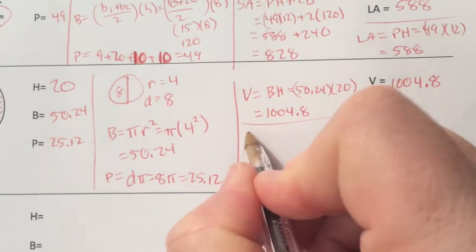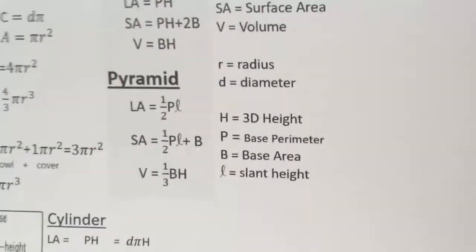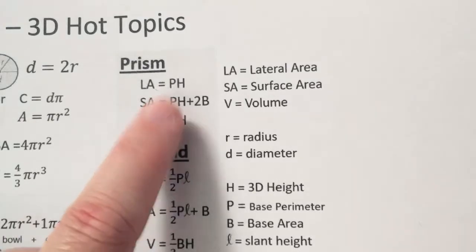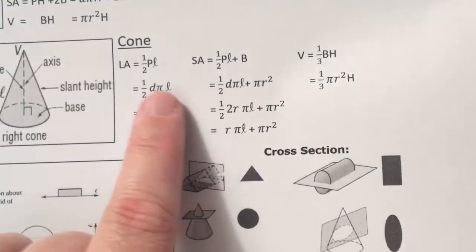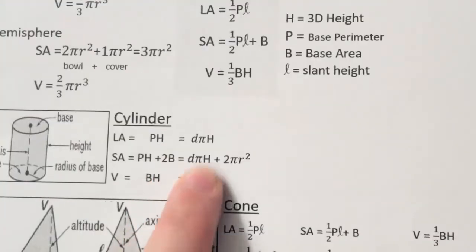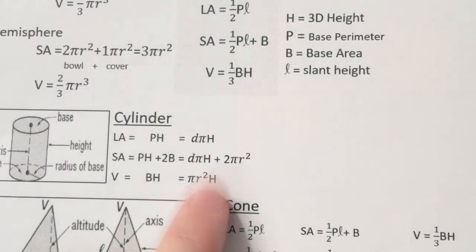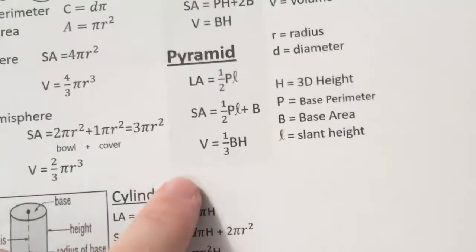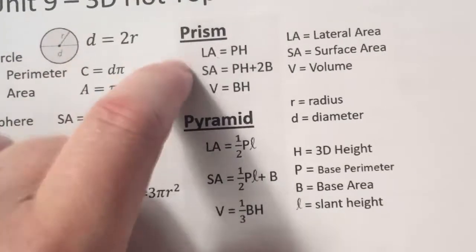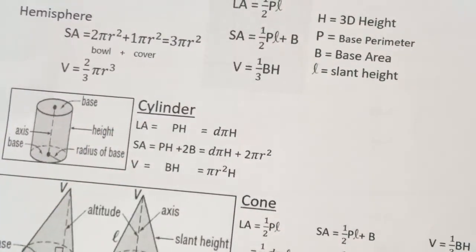Okay, and then surface area. Now, we could use this, or we could use this right here. You're still going to get the same answer both ways. So whichever floats your boat. You can either use these equations or these equations. You're going to get the same exact thing.